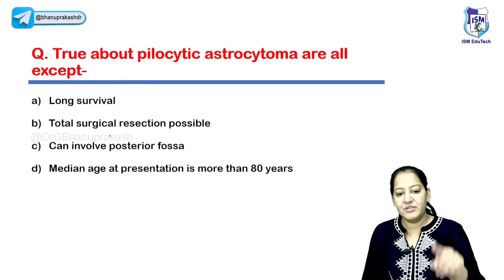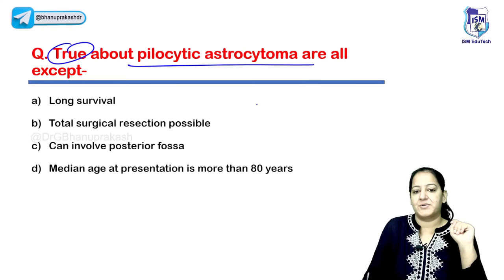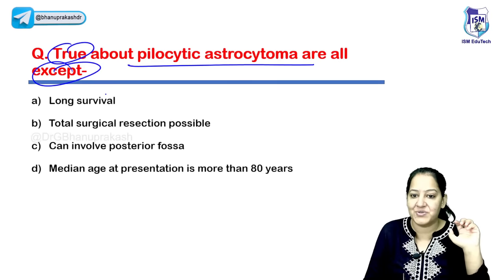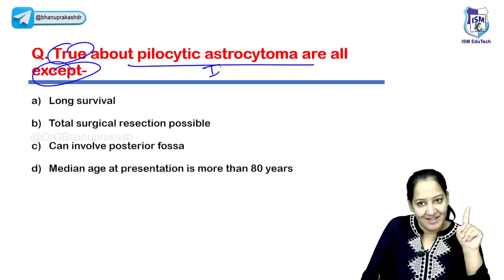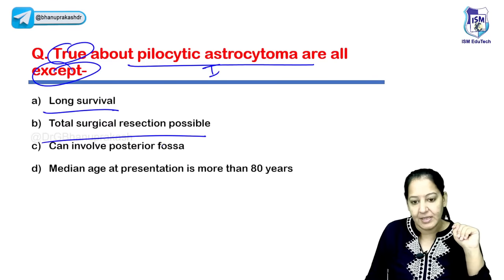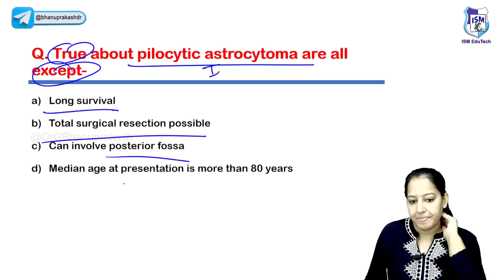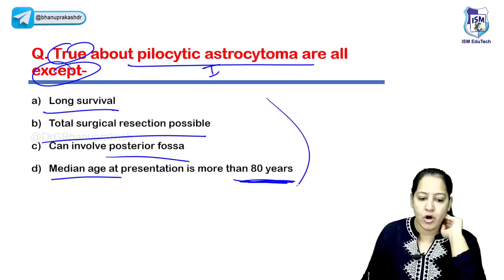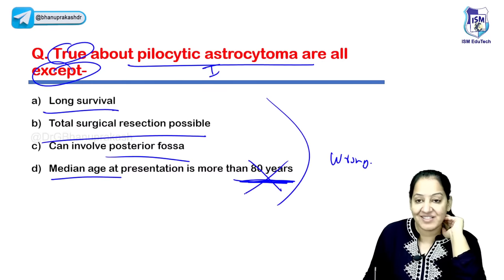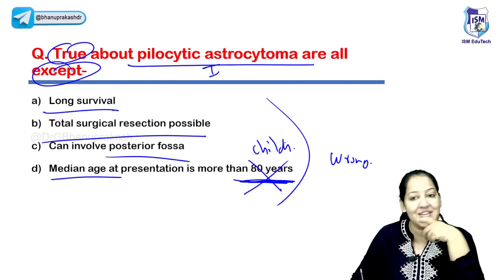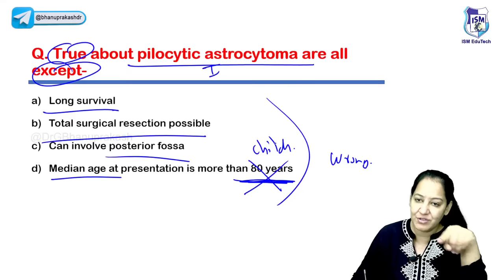The next question, which of the following is not true for pilocytic astrocytoma? Pilocytic is grade 1. Is it having long survival? Total surgical resection is possible. It involves the posterior fossa. And the age group is 80 years, old age. Which is wrong among them? Yes, absolutely right. It never occurs at 80 age. It occurs in children, usually up to 5 years of age. It never occurs in old age. The rest of the three are correct.